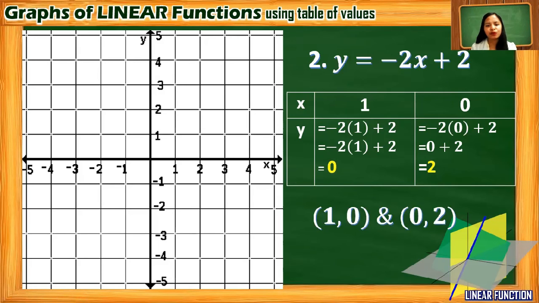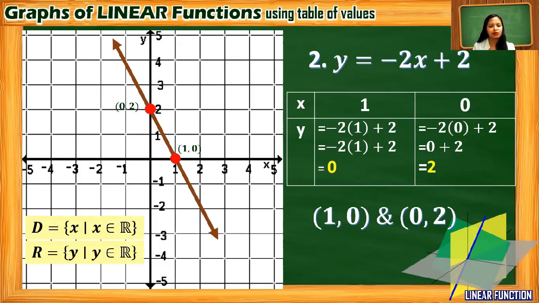If we're going to plot these points in our coordinate plane, we have this point here and another one is this point here, which is the value of x is equal to 0 and the value of y is equal to 2. So connecting the 2 points, we will have this graph of the linear function y is equal to negative 2x plus 2. And to find out the domain and the range, of course, again, since the domain and the range of our linear function is equal to the real numbers, therefore, in this graph or in this function, the domain and the range are the set of real numbers.